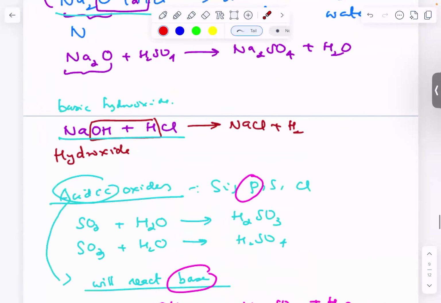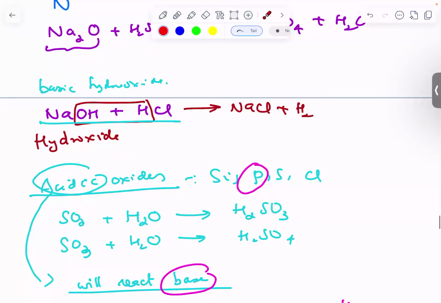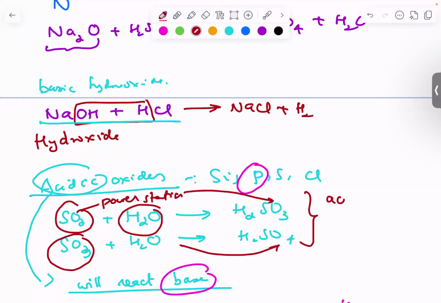Here it is. So nitrogen and sulfur, they are combining sulfur with nitrogen, and they both form acidic oxides. And by the way, this sulfur dioxide is given out by the power stations or industries. And when they combine with water vapors in the air, they form sulfurous acid and sulfuric acid, which contribute to the acid rain. Clear?